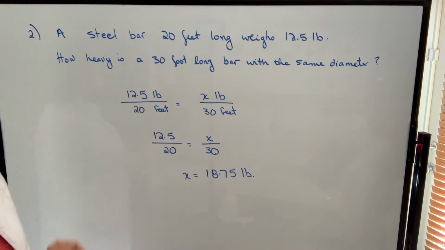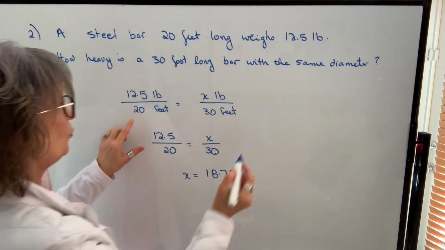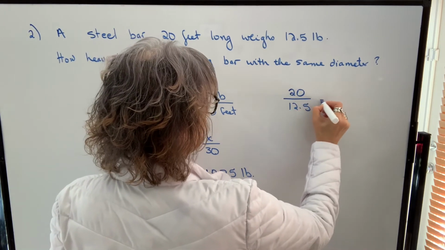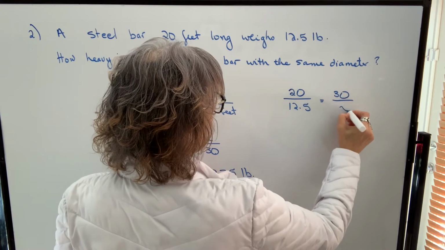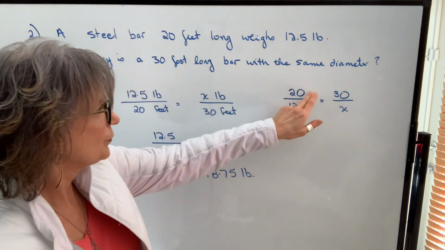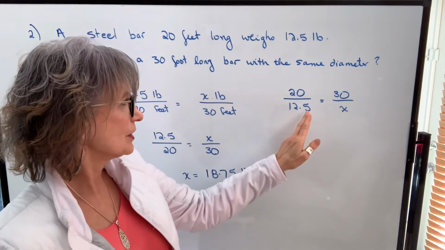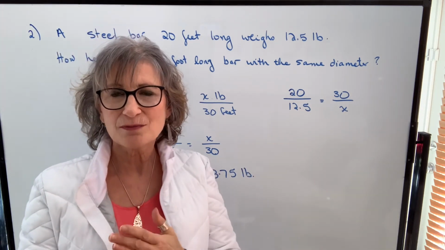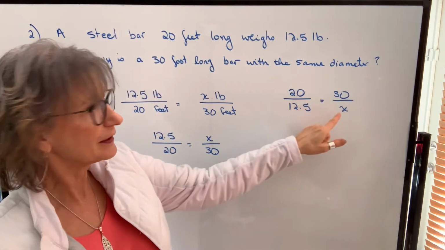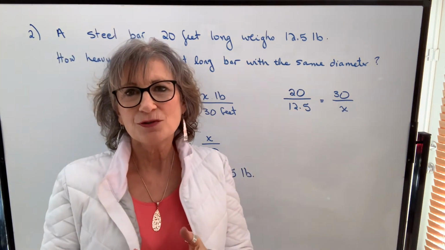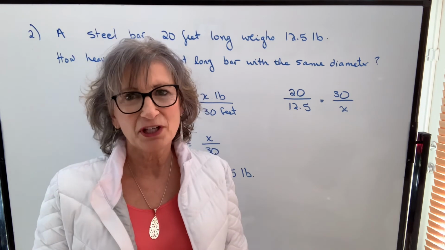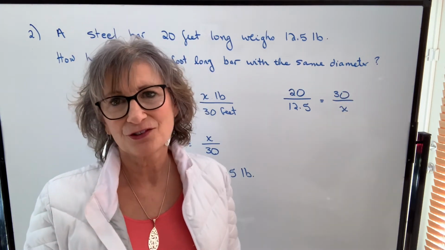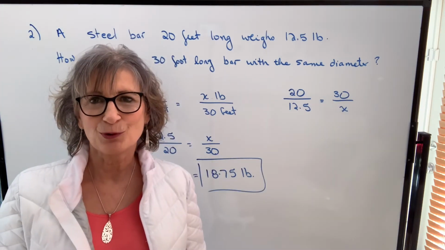Did our units have to be in that order? No. We could have done 20 feet over 12.5 pounds equals 30 feet over x. As long as both numerators are in the same unit, and as long as both denominators are the same unit, then when you cross multiply, you're going to get the same result, and you can try it. So choosing which one goes in the numerator and the denominator, it's up to you. Just make sure it's in the same order on the other side of the equation. Let's try a couple more.